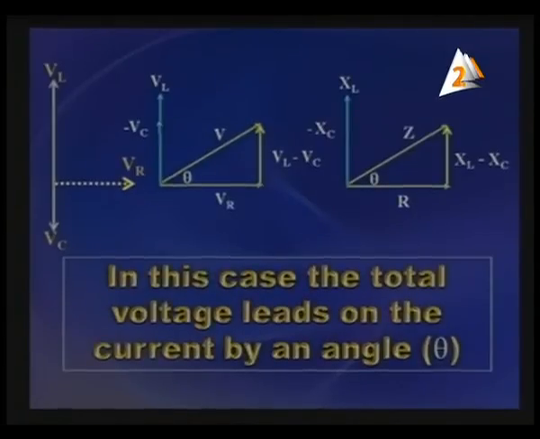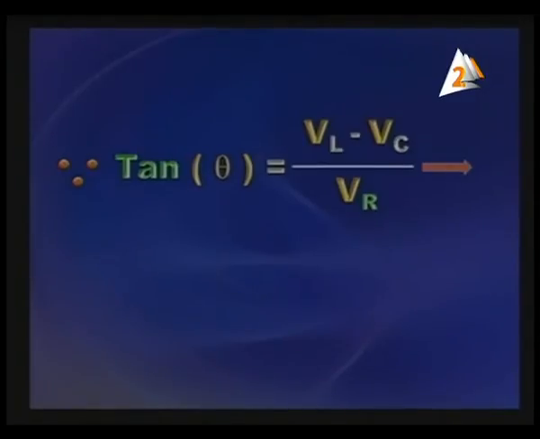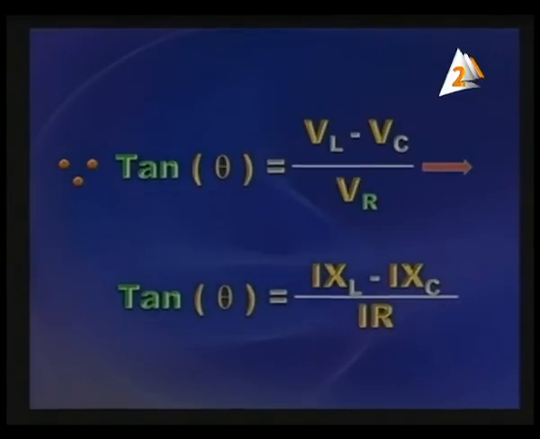In this case, the total voltage leads the current by an angle theta. And if we want to determine the value of the angle theta, tan theta is equal to VL minus VC over VR. So tan theta equals IXL minus IXC over IR, where VL is equal to IXL and VC is equal to IXC.